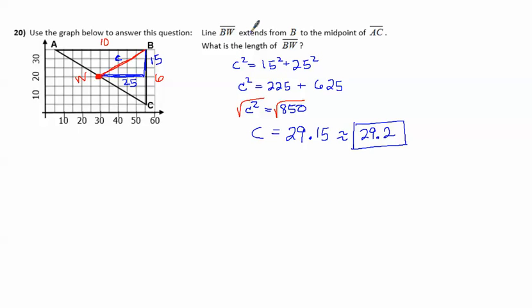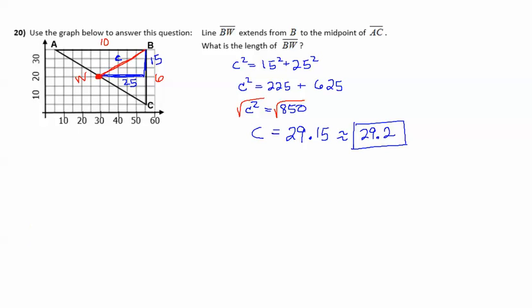Alright, let's review the solution for this problem. Line BW extends from point B that's given to the midpoint of AC. So the first thing we needed to do is find the midpoint of AC. The way to do that is I counted the squares from A to B, which are 10, and I counted the squares from B to C, which are 6. And then I just moved halfway from B, halfway of 10, which is 5. And then I moved down halfway of 6, which is 3, and I found my midpoint W.